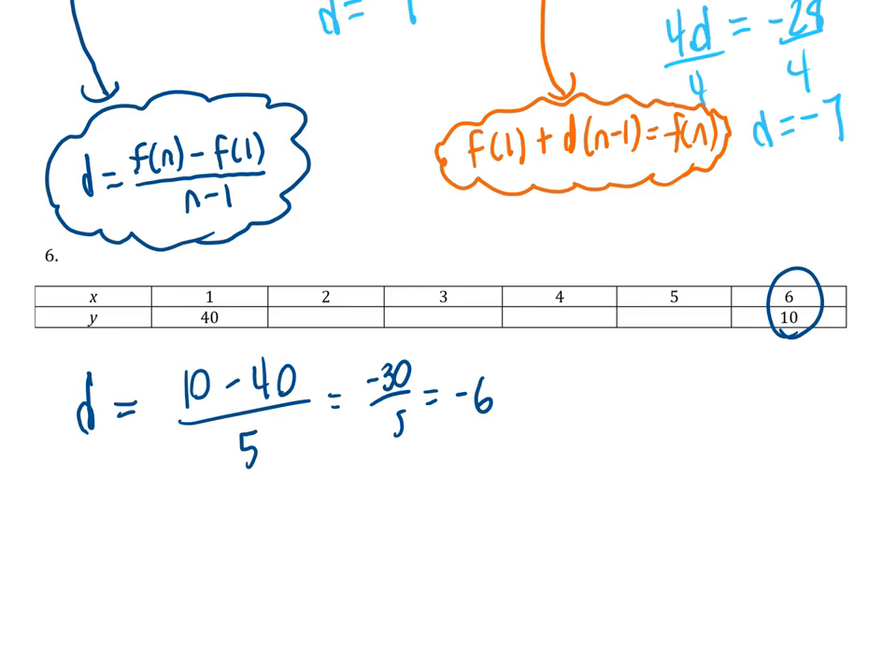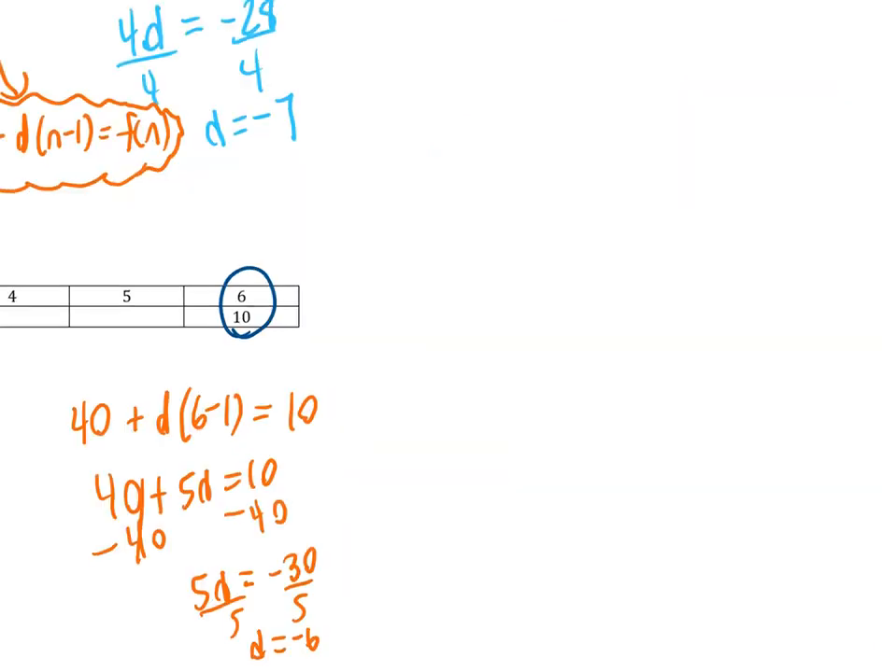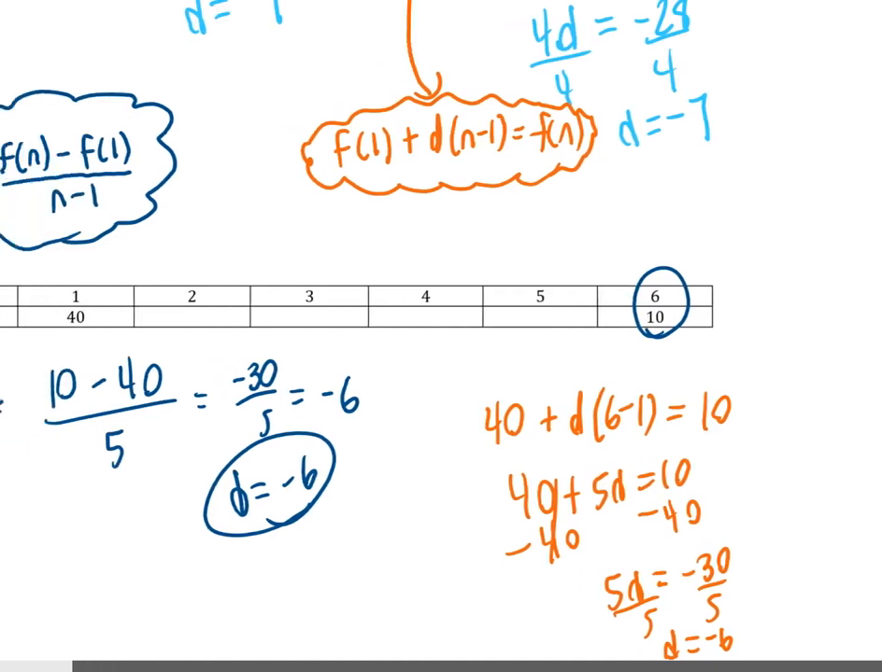Similarly, if I use the orange formula, starting at 40 plus d times n minus 1, so 6 minus 1, which is 5, and that's going to need to equal 10. So we get 40 plus 5d equals 10, and then we subtract 40 on both sides, and we get 5d equals negative 30, divide by 5, and we get d equals negative 6. Notice they both got the same answer. Negative 6 over here, negative 6 over here.